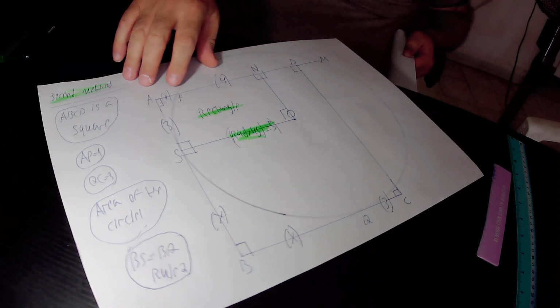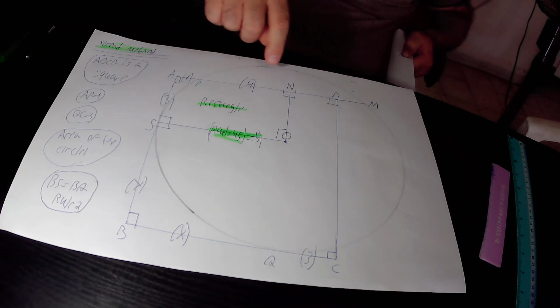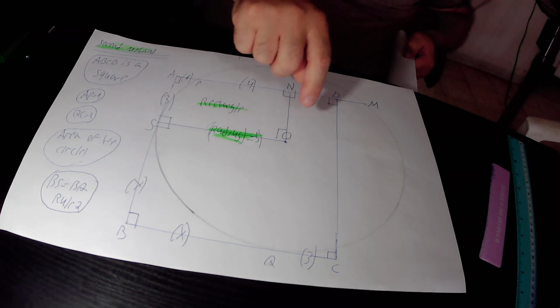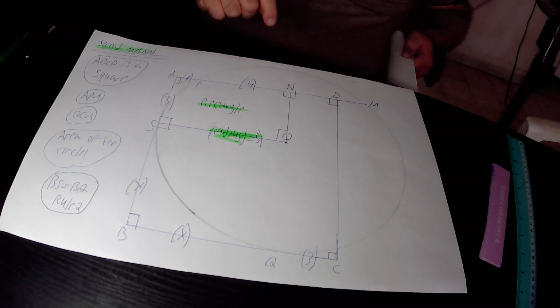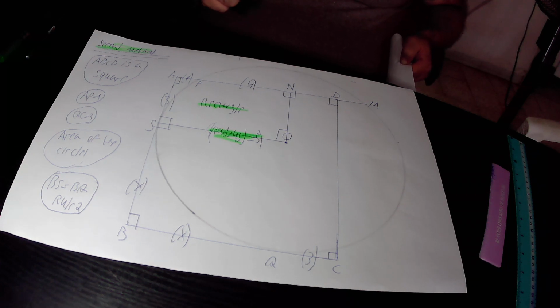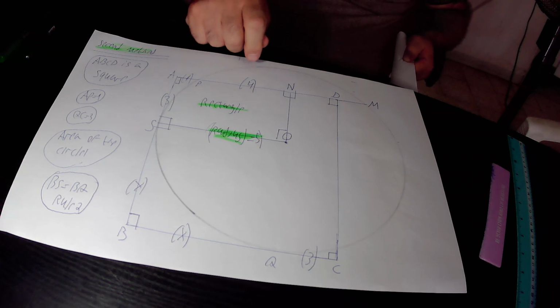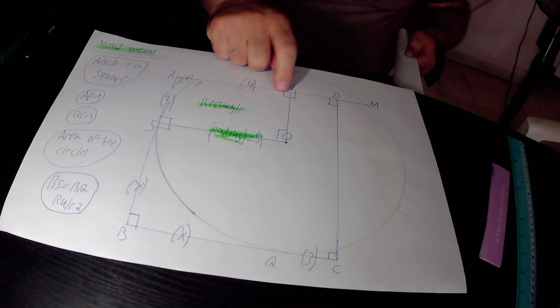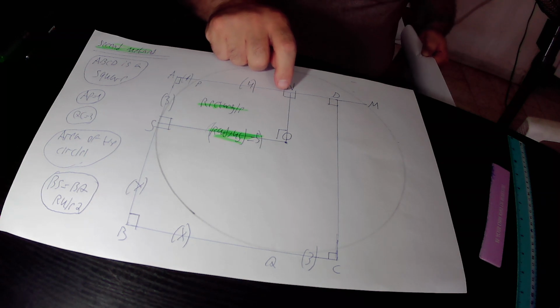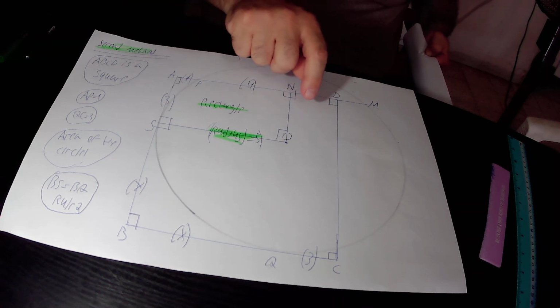By doing this construction, we get quadrilateral ANOS. Inside this quadrilateral ANOS, we have 1, 2, 3 right angles. The sum of 3 right angles is 270 degrees, so 270 degrees plus the size of this fourth missing angle. In total, they must be equal to 360 degrees according to the rule that states that the sum of the angles in any quadrilateral is equal to 360 degrees. And therefore, this fourth missing angle must be equal to 90 degrees. So inside quadrilateral ANOS, we have 4 right angles.